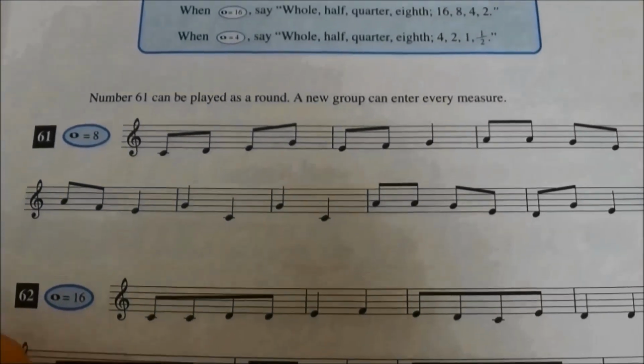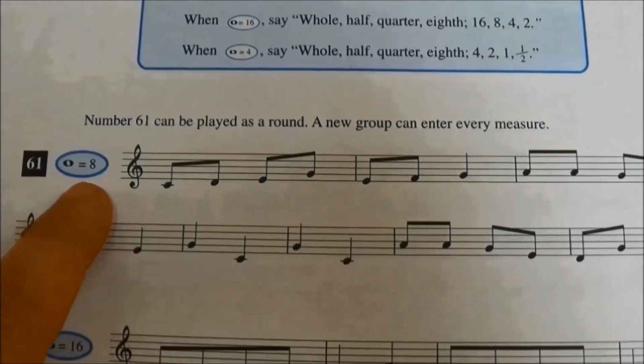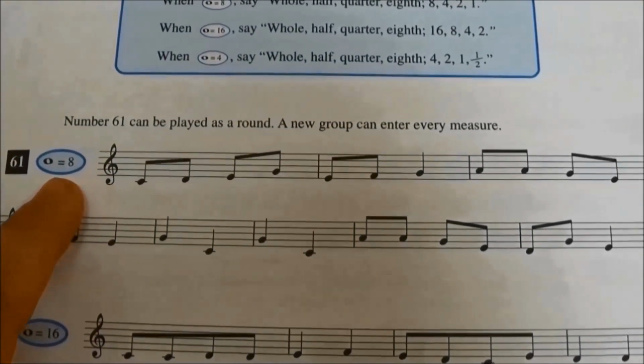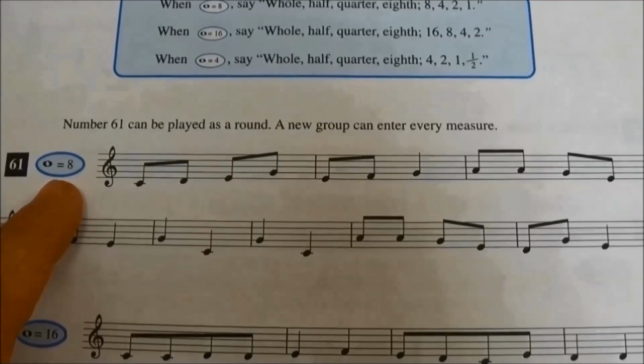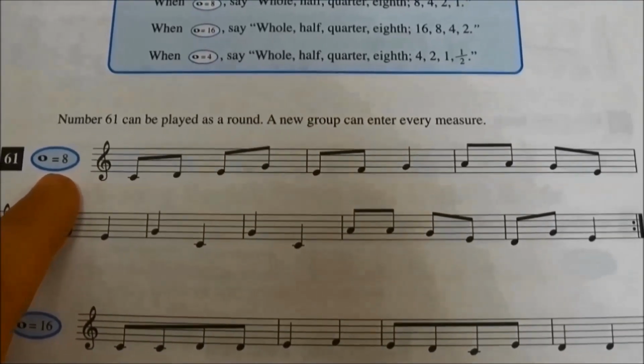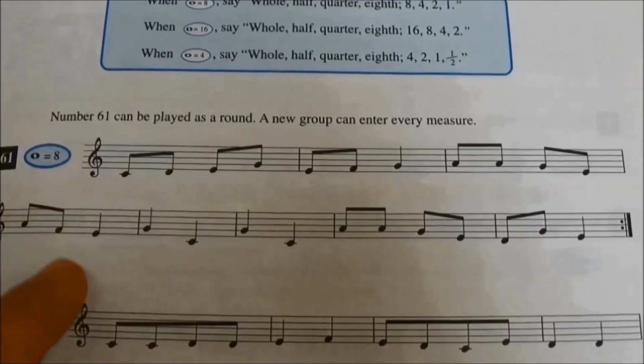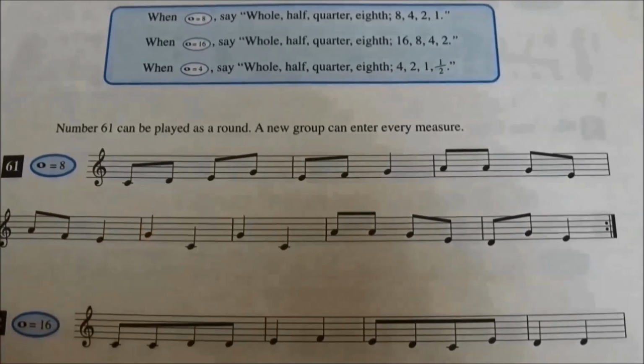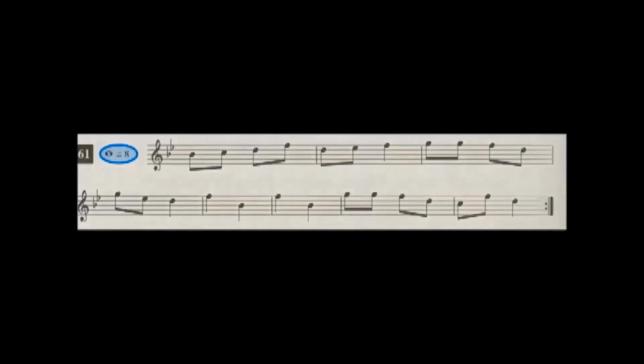What we're going to do now is move on to number 61. And what we're going to say here is whole, half, quarter, eighth, 8, 4, 2, 1. So each one of these is going to receive 1 count. Whole, half, quarter, eighth, 8, 4, 2, 1. Ready, play.